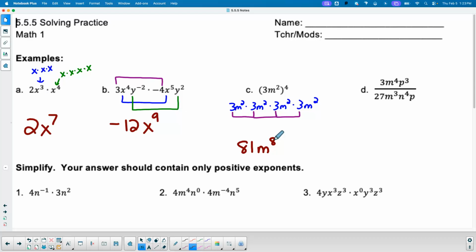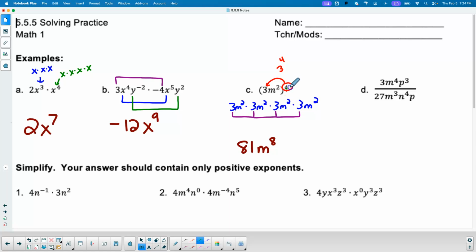Now the shortcut of that is you could take this power that's out here and apply it to the 3. So that would be 3 to the 4th power, which you could do in your head or on a calculator. 3 to the 4th power is 81, because you take 3 and multiply it 4 times. 3 times 3 is 9, times 3 is 27, times 3 is 81. Or 3 times 3 is 9, 3 times 3 is 9, 9 times 9 is 81.